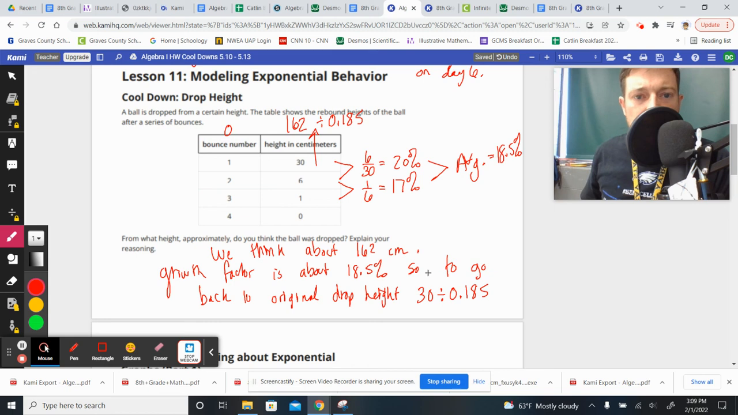And that's how we do those types of problems. You've got to find that growth factor by comparing the factors in the sequence. Once you have a good average or a good number that you feel about, you can work down the table by multiplying. You can work back up the table by dividing and get an idea where they dropped it from. And that's modeling exponential behavior.